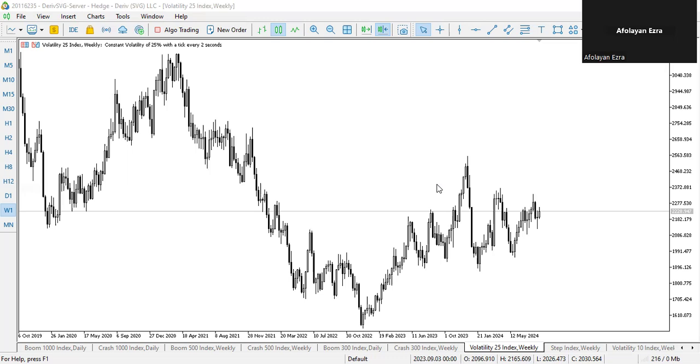But for now, I'm going to go straight into the chart to share my trade review for synthetic indices. So this is Volatility 25, and what I'm seeing on Volatility 25 based on weekly is that the weekly structure is now bullish. We have a bullish structure to the upside.